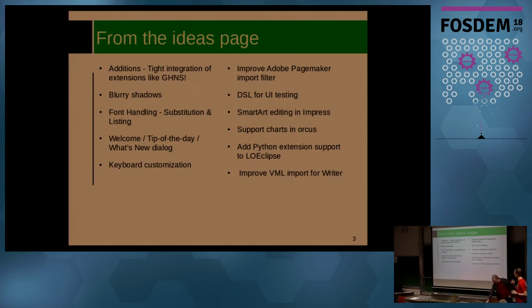Right, so this was all the user experience, high-level great ideas that you can really make an impact with and a big splash. And the right side is a few, sometimes a bit more low-level, project ideas, just a random subset of the ideas page. PageMaker, that's a document liberation project for import. Domain-specific language for UI testing, this is to make it easier and quicker, and nicer to write UI tests. Smart art got its import finally done in the last year. So now it would be great if you could also edit that.